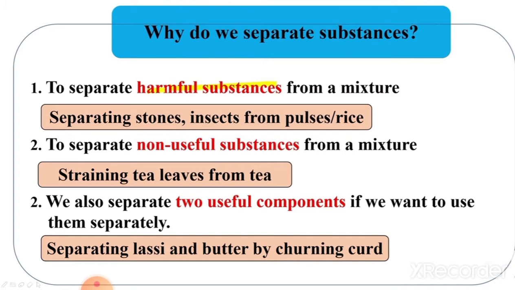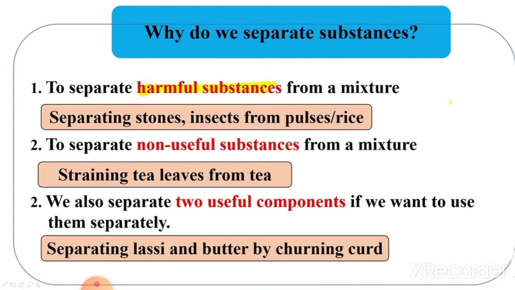Sometimes we do separation to separate the harmful substances from a mixture. Let's take an example. So when you separate stones or insects from pulses or rice, you are separating harmful substances from the mixture. You must have observed that when you go to a shop and buy some rice or pulse, you will see that there may be some insects or stones in it.